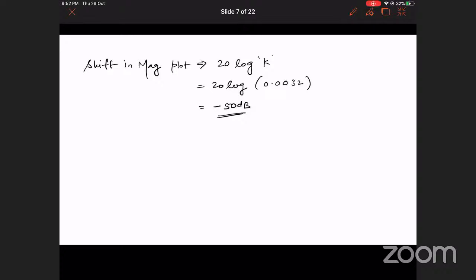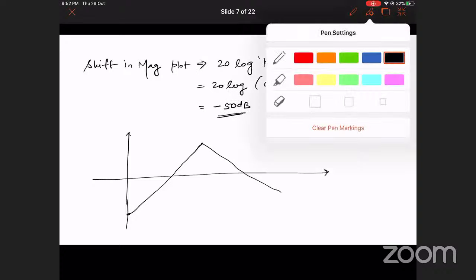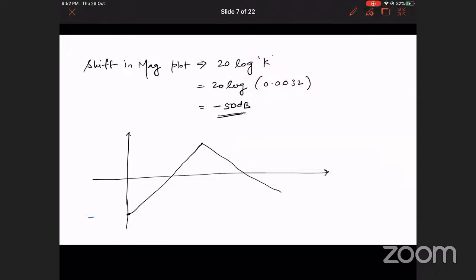So let me remind you, what was our previous magnitude plot? Let me keep it in front of you once again. It looked like this. It started with the point minus 60 decibel. This was 0.1, this is 1, and this is corner frequency 5. This is omega, and what I have over here is magnitude in dB. So it was like that.